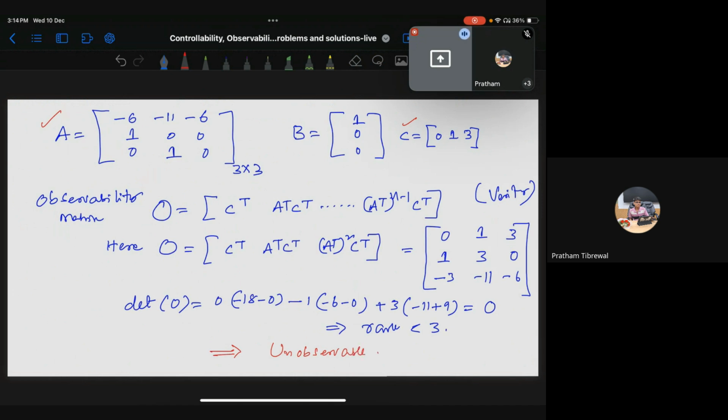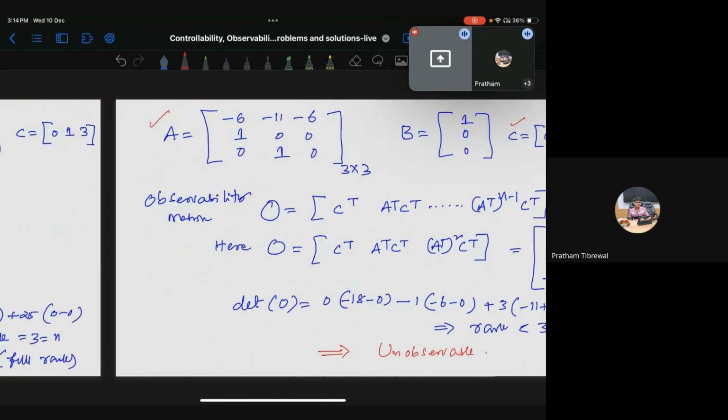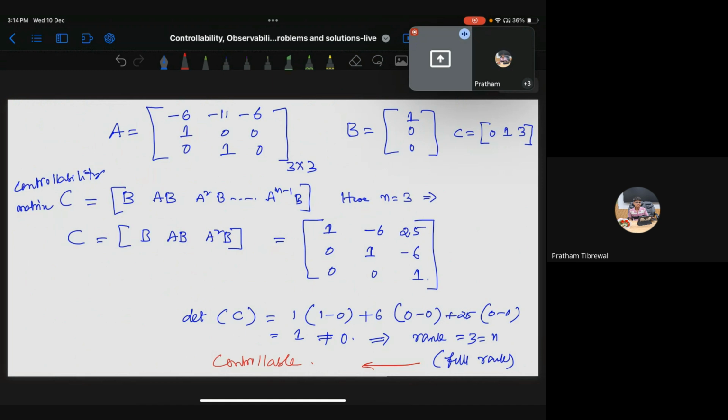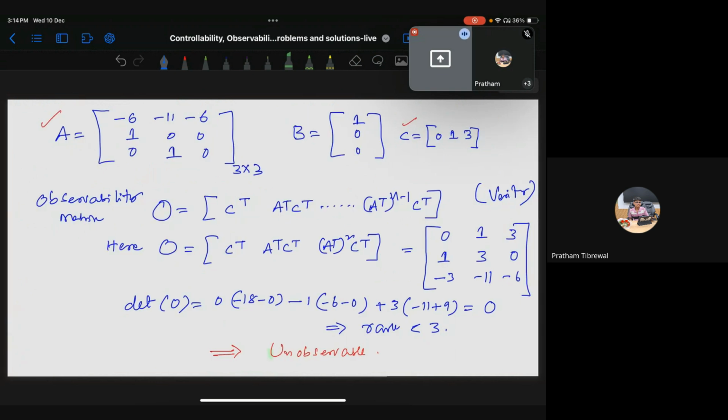Is there any doubt in this? The system is unobservable. Is there any doubt? No, sir. So now from here, the system is controllable, and the system is unobservable.